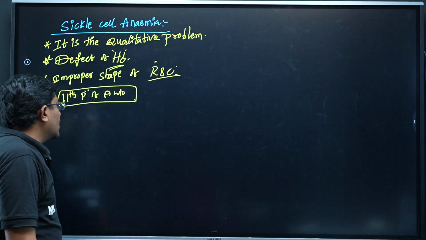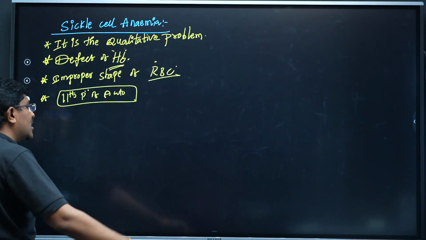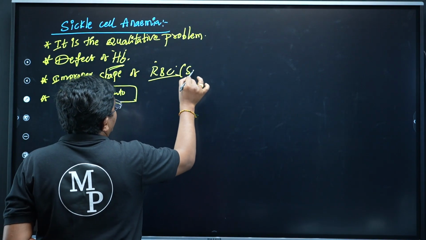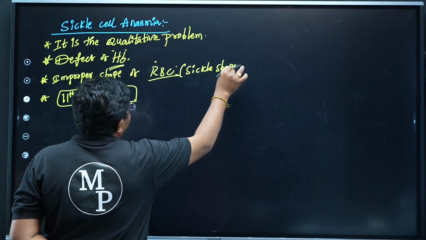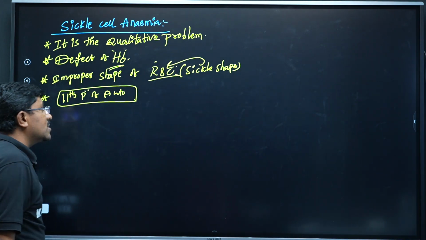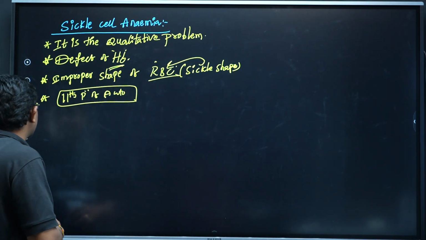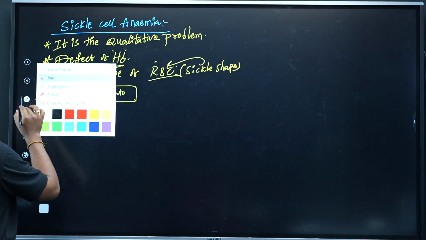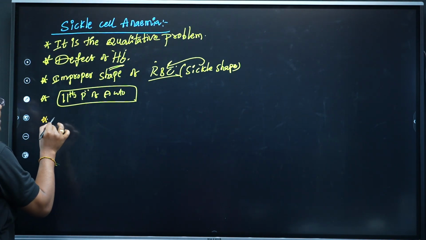First I'll explain the normal RBC, then I'll explain the sickle cell RBC, where the RBC becomes a sickle shape. How is the normal RBC converted into a sickle cell RBC? Now we will discuss that point. In this explanation of sickle cell anemia, first we will write the traits.